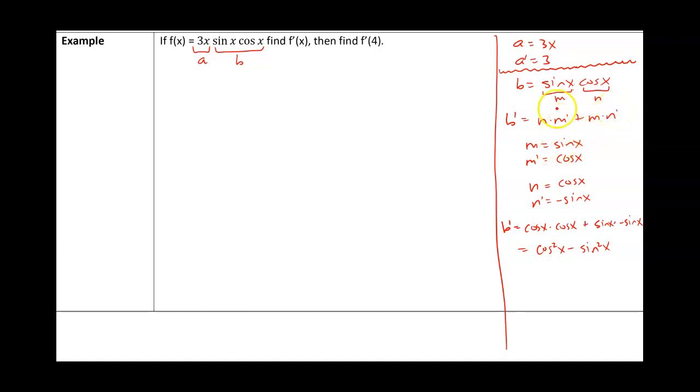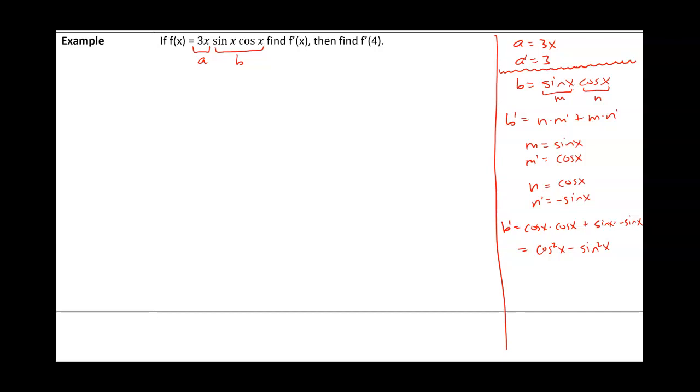So my m is sin of x, my first term. Its derivative is going to be cos x. My n is going to be cos x. Its derivative is going to be negative sin of x. And for b prime, I have n times m prime, which is going to be cosine squared of x, plus m, which is sin of x, times n prime, which is sin of x times negative sin of x. That's a negative sin squared of x. So that is my b prime.